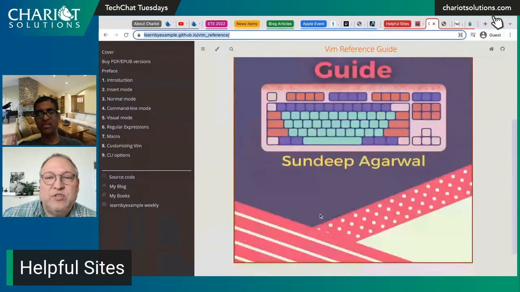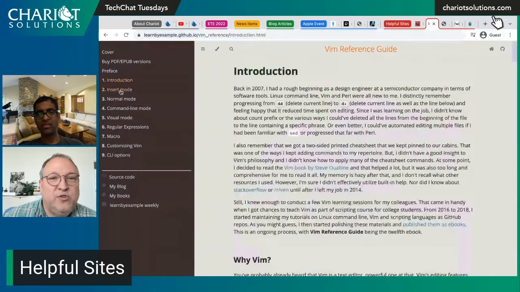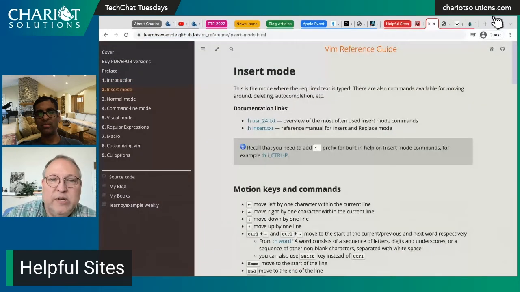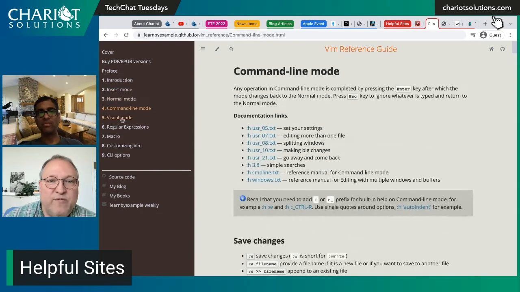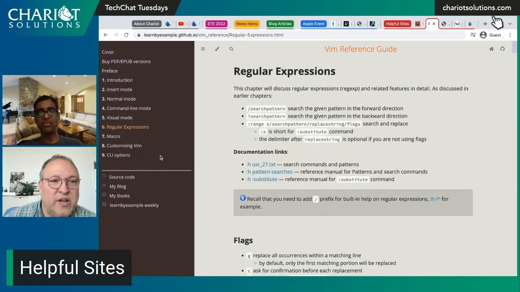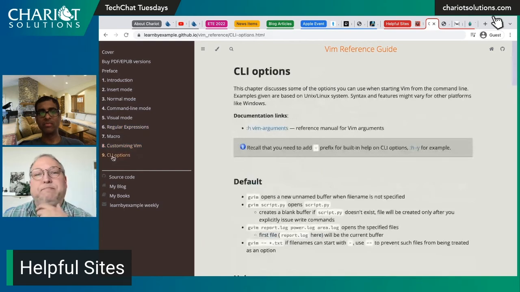Next one's a Vim reference guide that I thought was nice, and I still use Vim. I'm curious from you as a reader, or listener, or viewer, if you still use Vim or Emacs. Different people at Chariot have different opinions on editors. Everyone does in software. I still find it keeps my hands on the keyboard more, and so I like using Vim. Here's a nice Vim reference guide for people looking into getting into Vim, put together in one place.